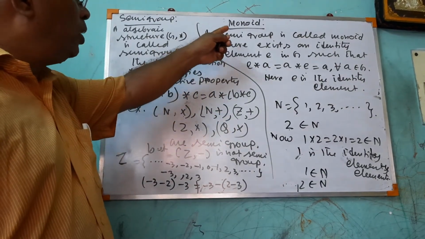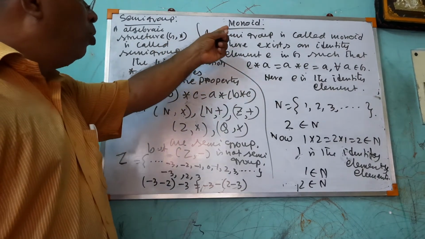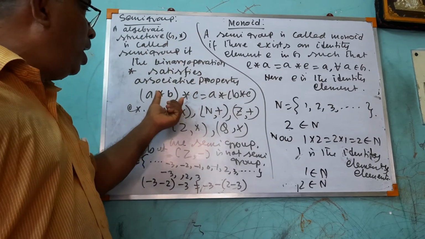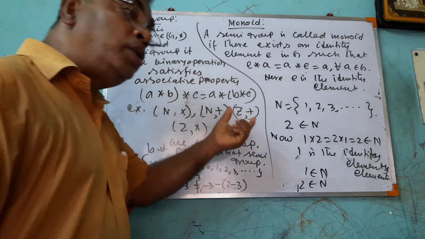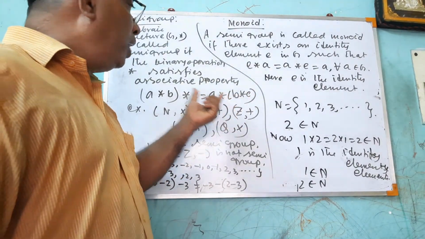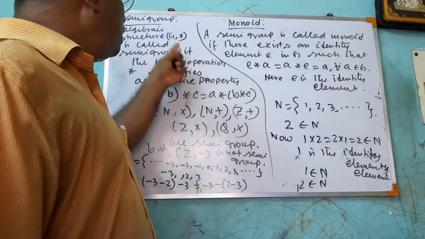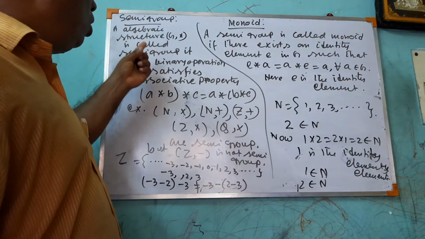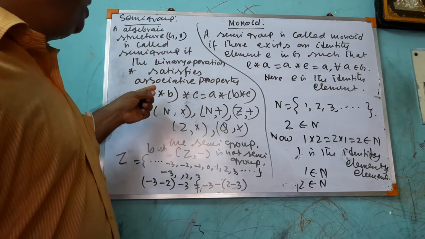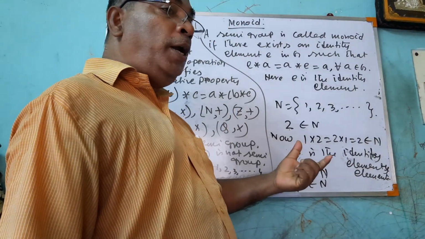Now you can see what is a monoid. A semigroup is called a monoid. That means it should be a semigroup, that means it should satisfy the associative property. A monoid also satisfies the associative property. Why should a monoid satisfy the associative property? Because a semigroup is an algebraic structure that satisfies the associative property, so we can say a monoid also satisfies it.